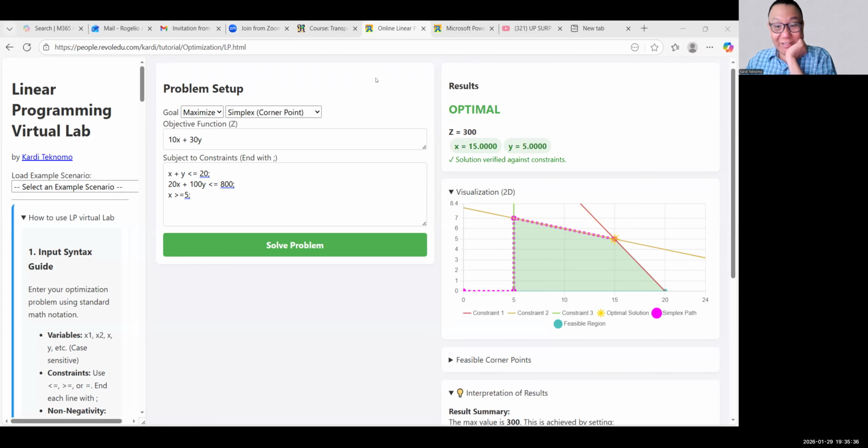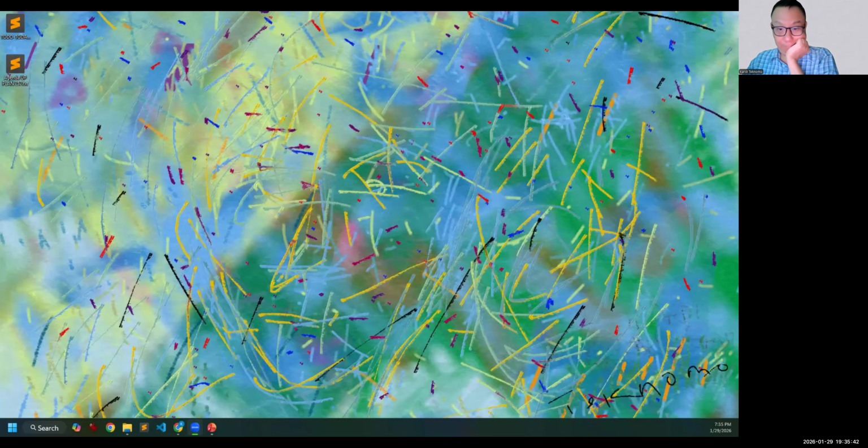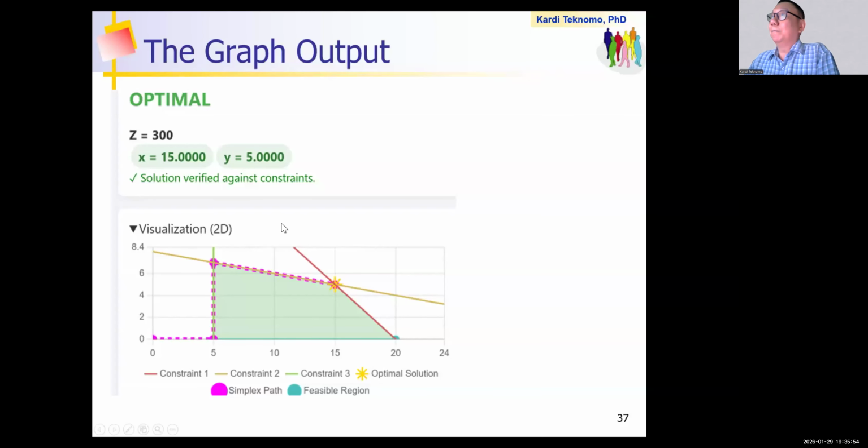Okay, let's continue then. I will share my screen then. My slide. Okay, there. You get something like this, right? So this is the visual representation of our city dilemma.